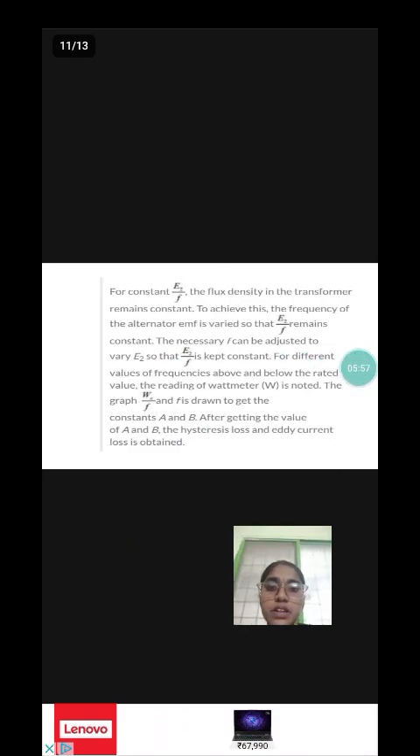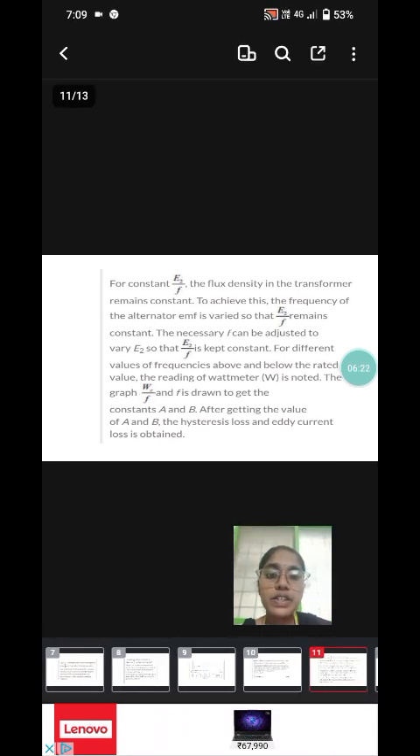we have E2 is equal to 4.44 phi m f N. That is, E2 by F is equal to 4.44 phi m N. With E2 by F constant, the flux density in the transformer remains constant. To achieve this, the frequency of the alternator EMF is varied so that E2 by F remains constant. The necessary F can be adjusted by varying E2 so that E2 by F is kept constant for different values of frequencies.